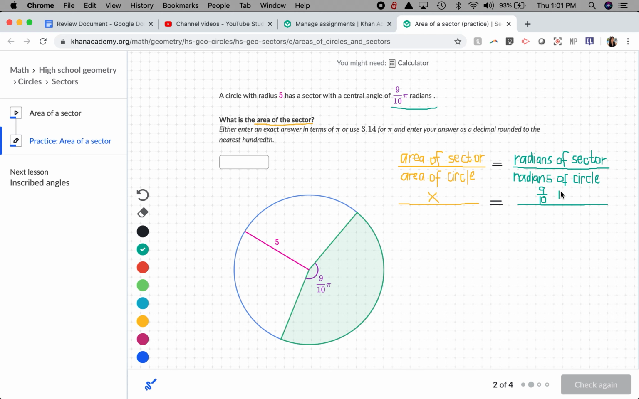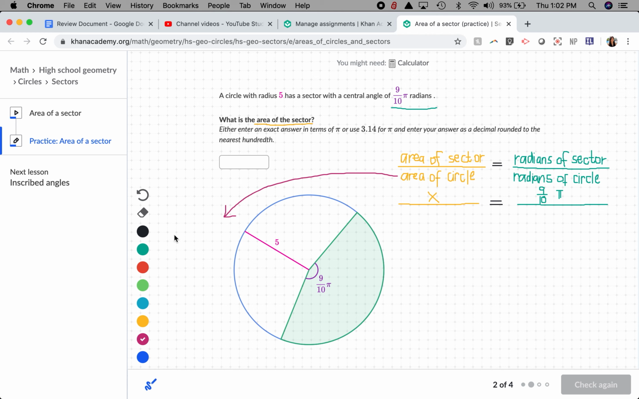9/10 pi. Okay. Now the other pieces of information here are not given to us explicitly, but it is something that we can definitely find. And I know that I have to fill those in because if we're looking for the area of the sector, every other piece of this ratio, of this equation must be filled in for us to be able to find x. So the first thing I'm going to do is a little bit of side work. I'm going to go ahead and find the area of the circle right here.